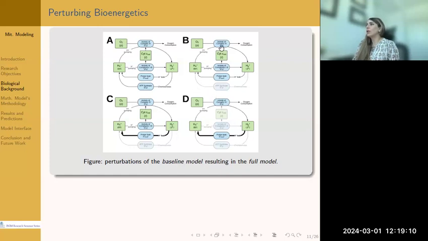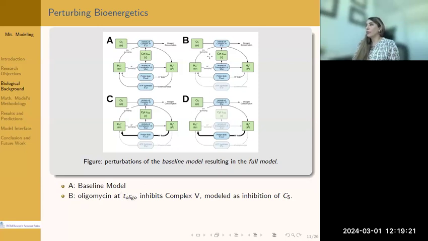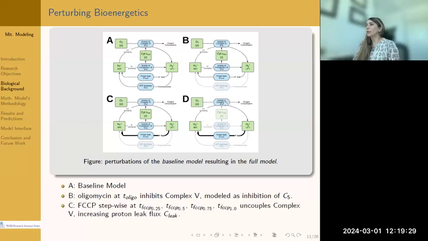Then we introduce oligomycin at T oligo. So oligomycin, at the time of oligo injection, inhibits complex 5, which is modeled as the inhibition of C5 in diagram B. This perturbation simulates the blockage of ATP synthase.